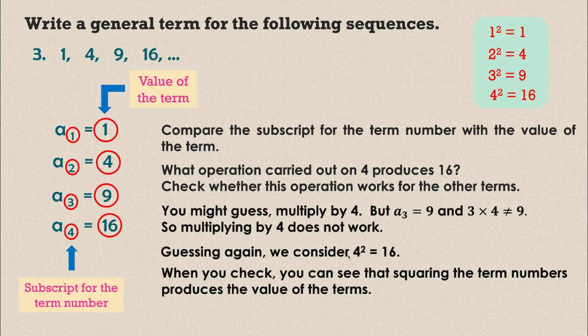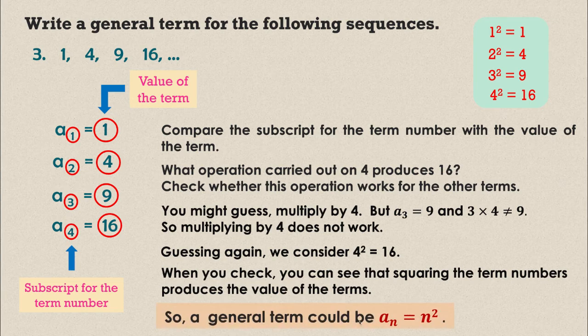Therefore, what's the rule here? We will square n, the subscript. Therefore, the general term will be a sub n equals n squared. So the rule is you square the subscript. Okay? So that is our general term in this example.